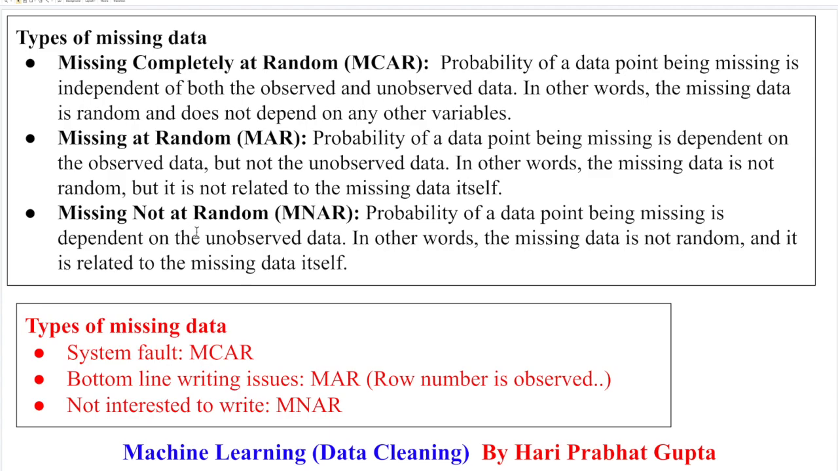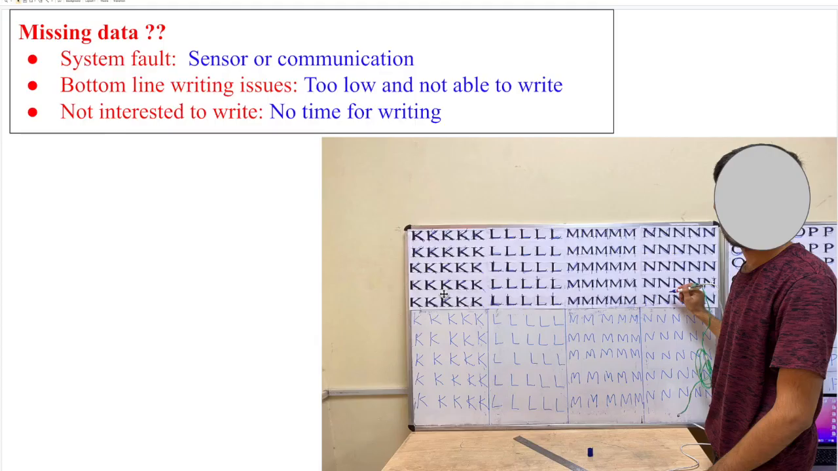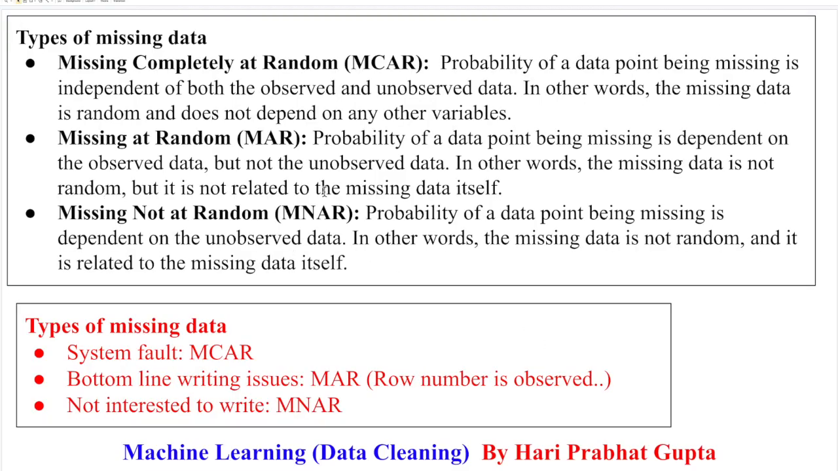The third and last one is missing not at random. Here the probability of the data point being missing is dependent on the unobserved data. So you know which line you have, because you have done this intentionally. In other words, missing data is not random and it is related to the missing data itself. Here the user knows which data was missed, and for an intentional purpose they missed this data. So this is not random, but the first two categories are random.